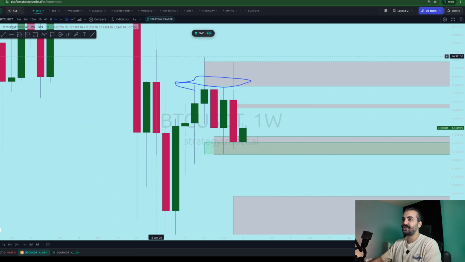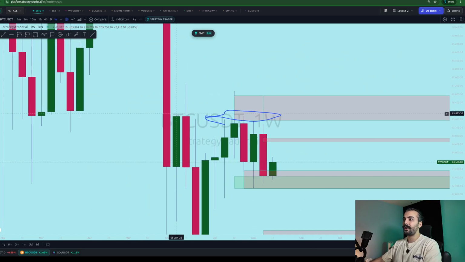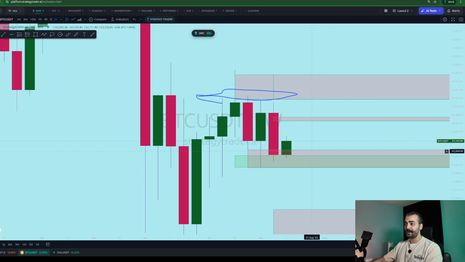So for example, you see this shadow here. Imagine once they were here, the price went all the way up here, and everyone thought that it's going to be green, but then no. It was just a shadow. It went all the way down here, okay? Now the same thing can happen here.